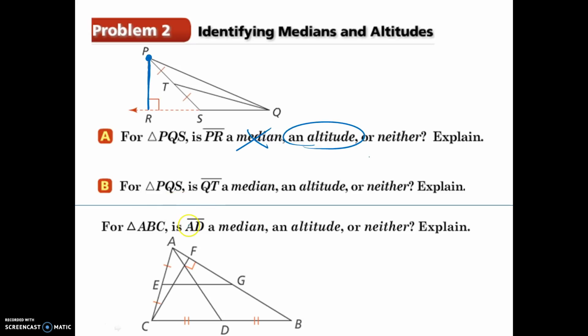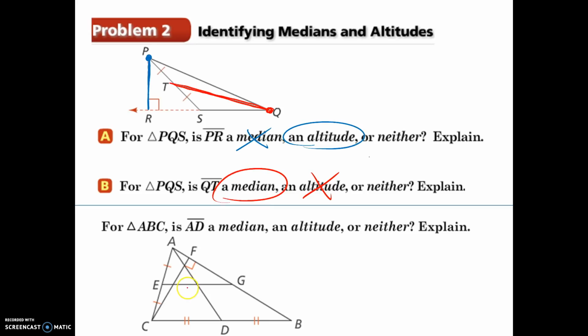Next one is QT. Let me change colors. A median, an altitude, or neither? So here's QT. I know right away that it's not an altitude because I don't see a right angle symbol. So it's not an altitude. If it's a median, it leaves from a vertex and it cuts the opposite side in half. And I see that is the case, so I know it's a median.